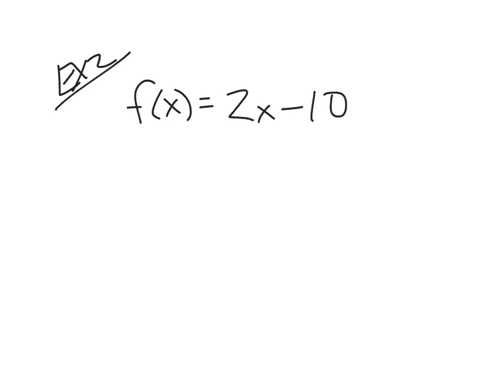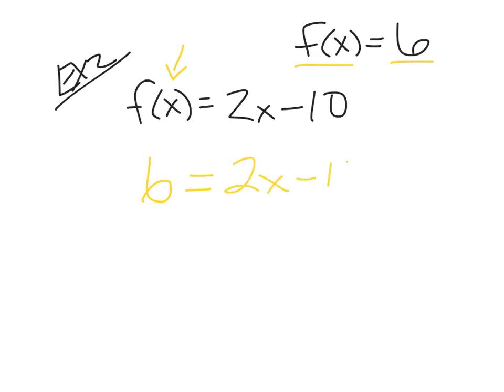This is example 2. We have f of x equals 2x minus 10, and find the value of x so that f of x equals 6. Okay, now this one's set up a little different. You see how they want f of x to equal 6, whereas in the last one they said x equals negative 3. So they want this answer on this side to be 6. So you're going to plug in 6 equals 2x minus 10 and solve for x.